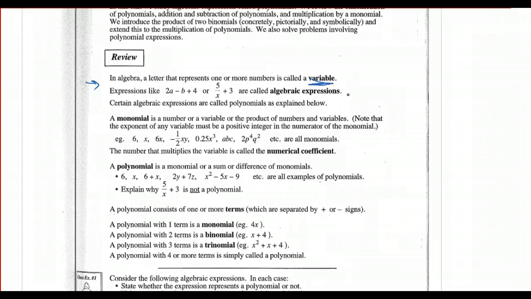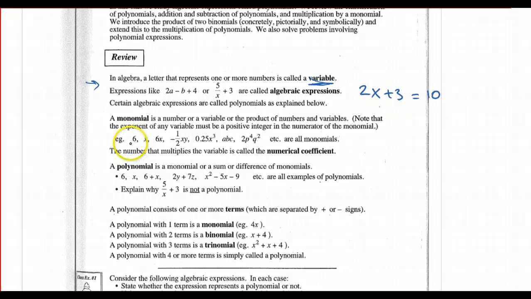equal sign. Okay, so if I were to write 2x plus 3, that would be an expression. But if I were to write 2x plus 3 equals 10, that would be an equation. So a bit of terminology here to warm us up. So a monomial is a number or a variable, or, this is important now, or the product of numbers and variables. Okay, so let's look at some of the examples here.